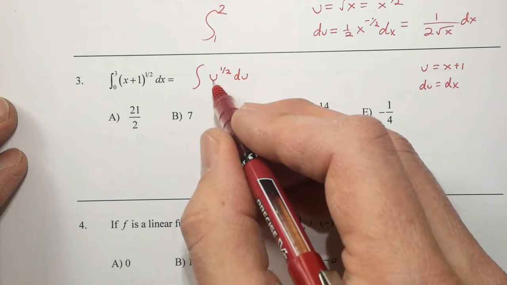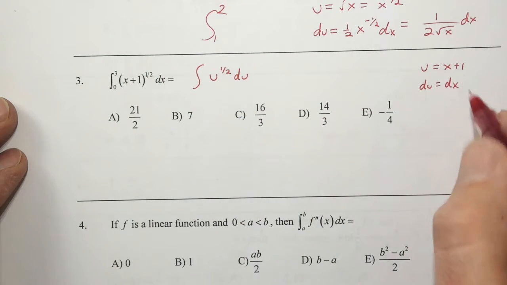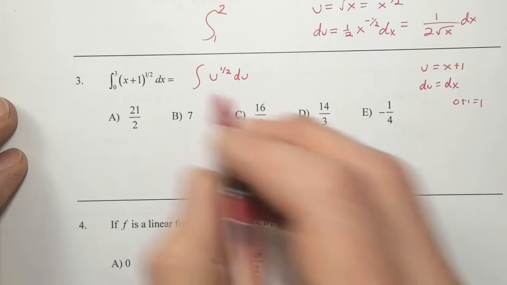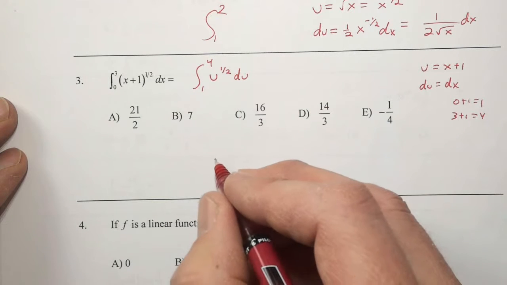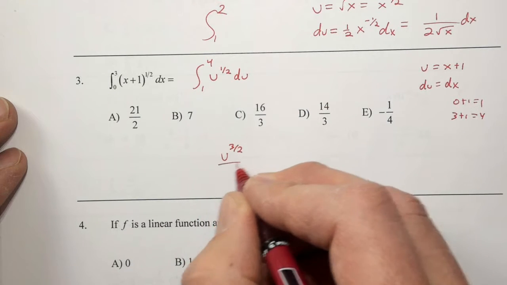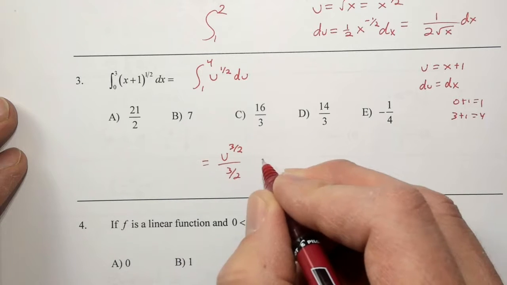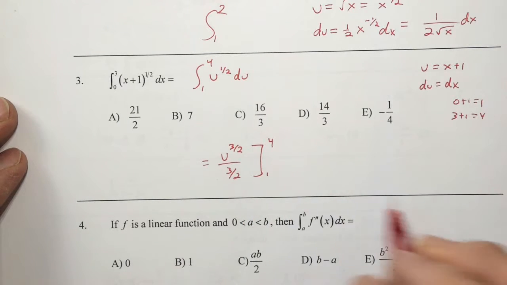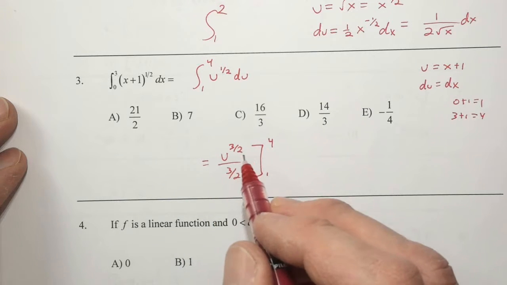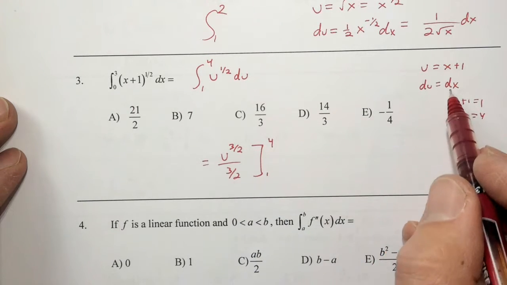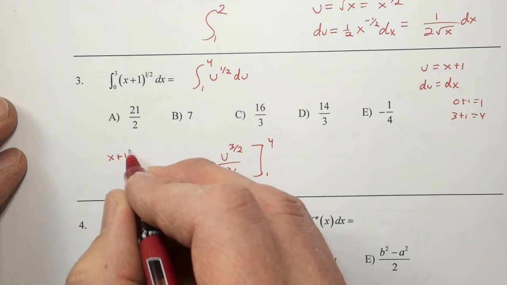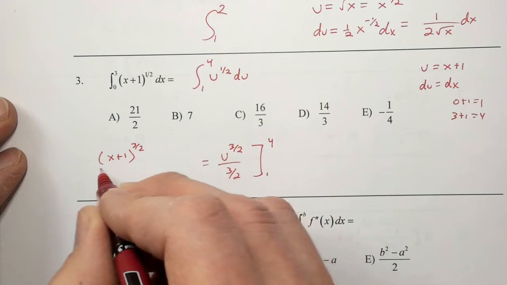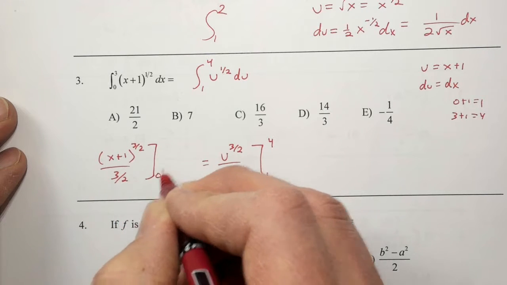If we're going to change over to u, then we need to change our bounds. When we plug in 0, 0 plus 1 equals 1. When we plug in 3, 3 plus 1 equals 4, so we have 1 to 4. Now when we antiderive this, we end up with u to the 3/2 over 3/2, evaluated from 1 to 4. Keep in mind that you don't actually have to use the u substitution here because du is equal to dx. You may also keep this in terms of x, in which case you would have x plus 1 to the 3/2 over 3/2, evaluated from 0 to 3.